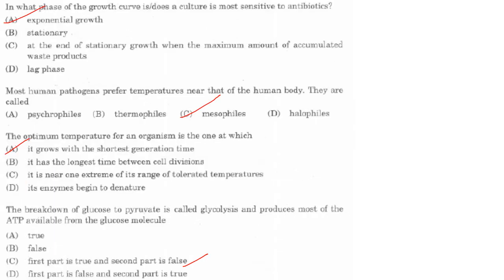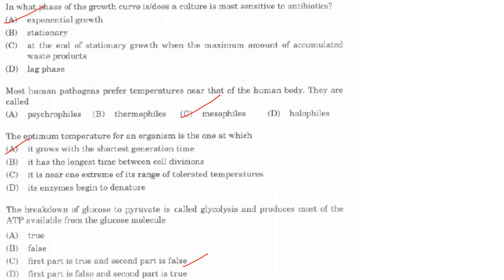Then in what phase of the growth curve does a culture is most sensitive to antibiotics? It is during the exponential growth or the rapid growth phase or the log phase of bacterial growth. It will be more sensitive to the antibiotic.